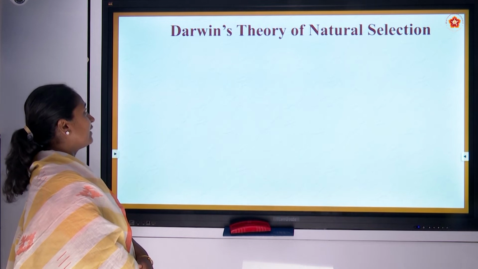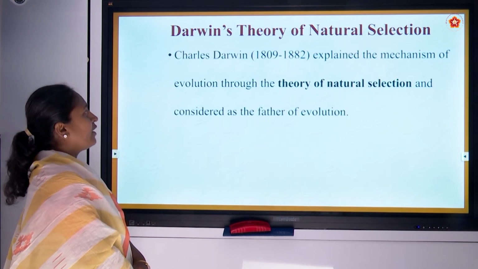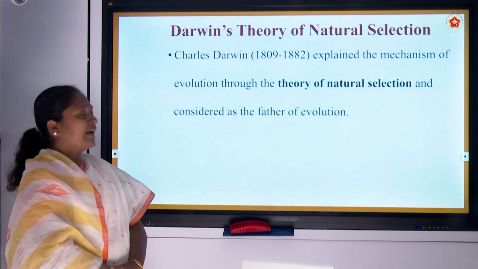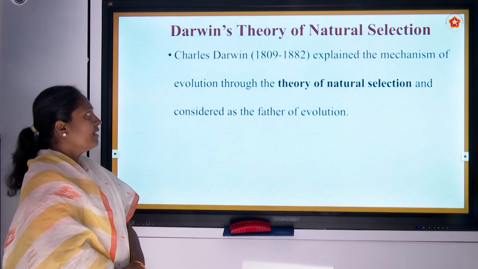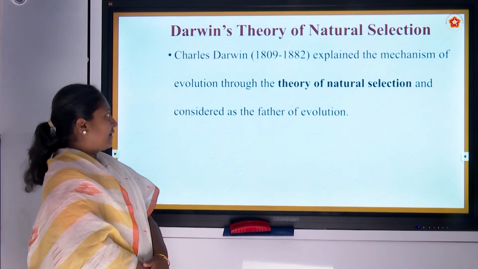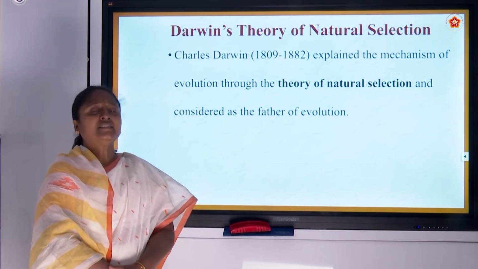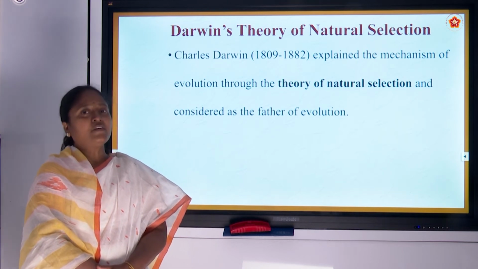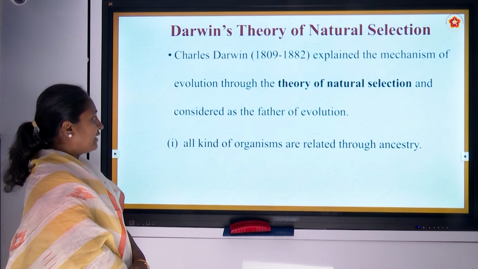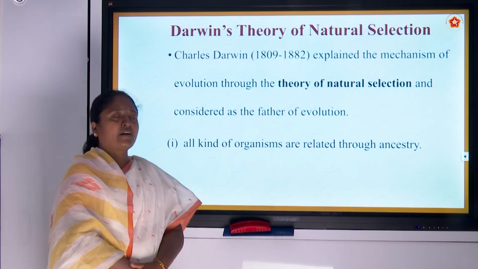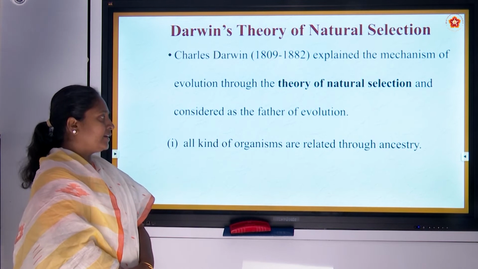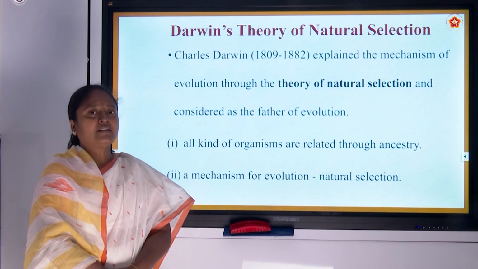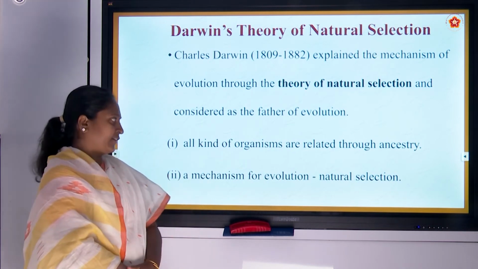So first we will see the details of Darwin's theory of natural selection. Charles Darwin explains the mechanism of evolution in the organism by the theory of natural selection. Hence, this theory was well accepted. Darwin was considered the father of evolution. In that theory, he is telling that all kinds of organisms are related to one another through their ancestry. The mechanism of evolution which causes the organism to evolve is known as natural selection.